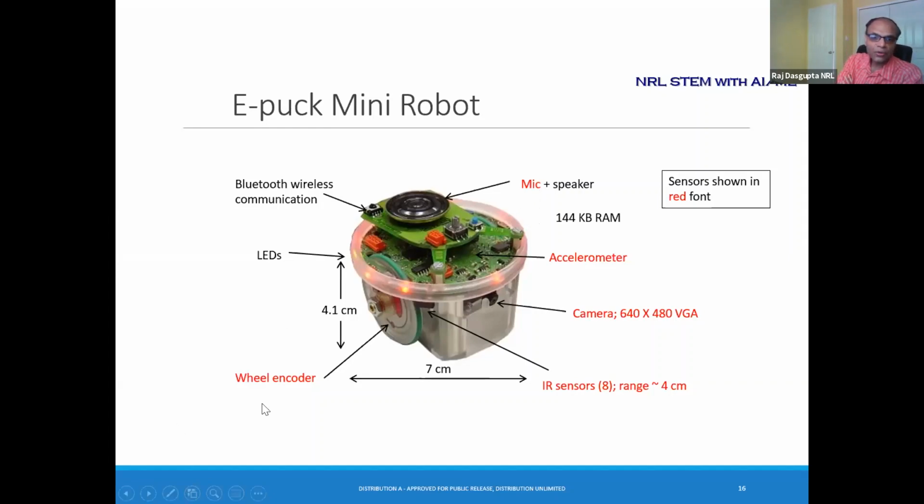And finally, it has a wheel encoder. We will not talk about wheel encoders much today, but many of the less expensive robots have a wheel encoder on them. Basically, what a wheel encoder does is it figures out how many turns the wheel is making. And from that, you can find out the distance the robot has traveled, and also the speed at which the robot is moving. So it is a very low-cost sensor by which you can find out the speed and the distance that the robot has traveled.